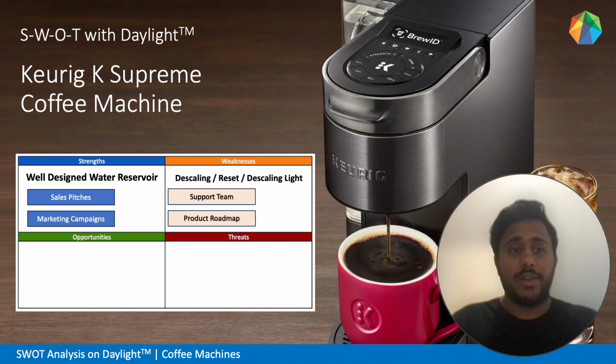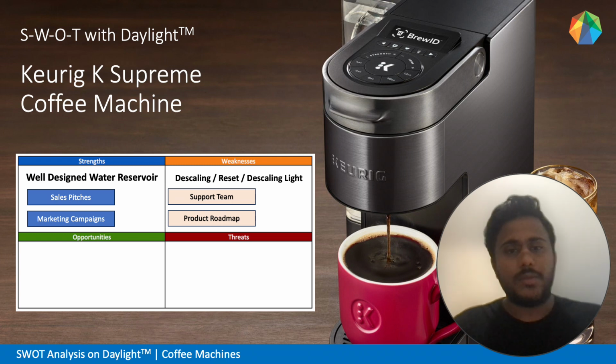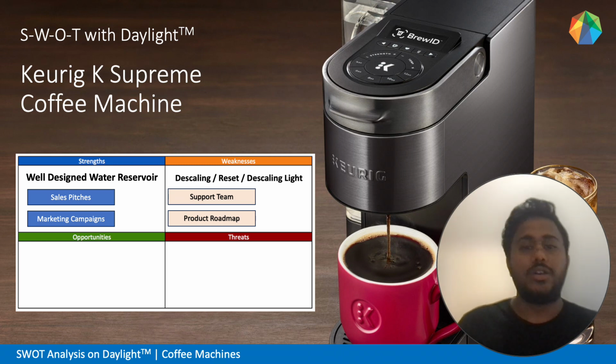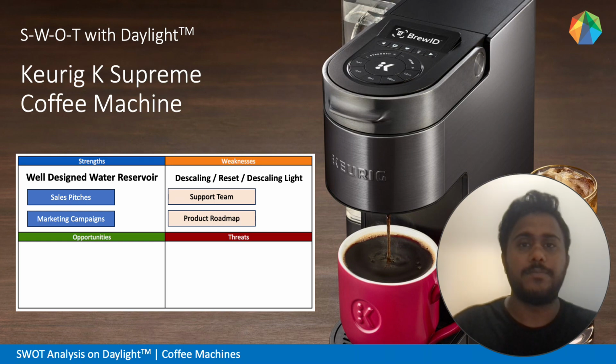So to summarize, the weaknesses include issues pertaining to the reset button and the descaling light, and this can definitely be routed to the support team to develop an action plan to resolve this on a case by case basis for now. And it can be routed to the product team or the feature development team to definitely include the solutions to this as part of the product roadmap.